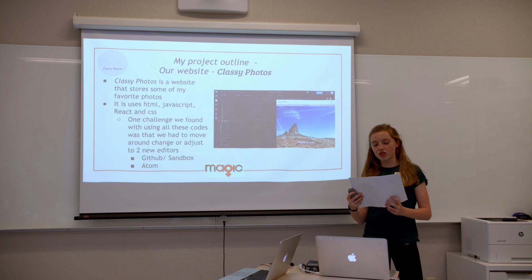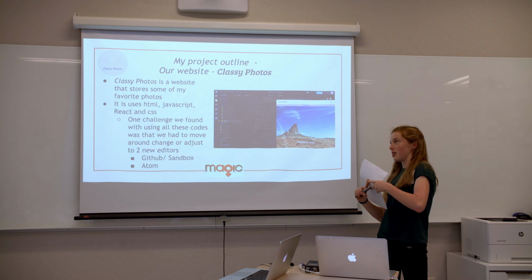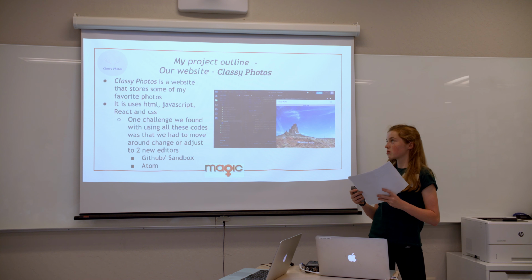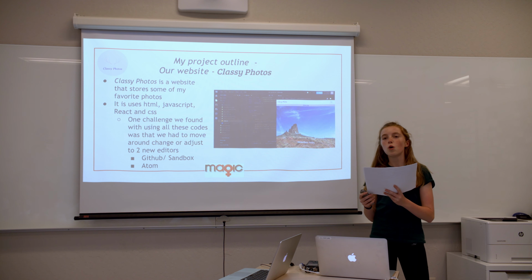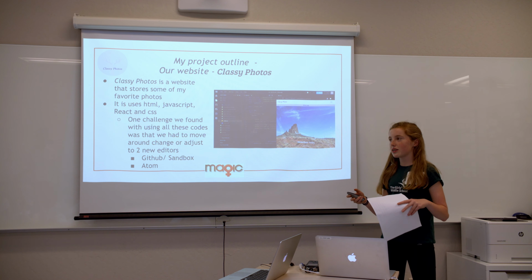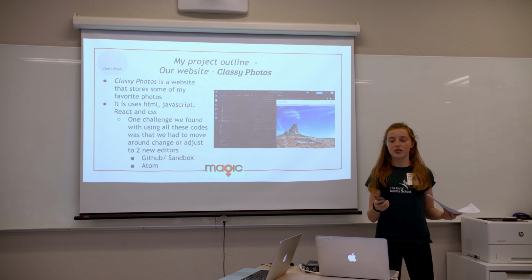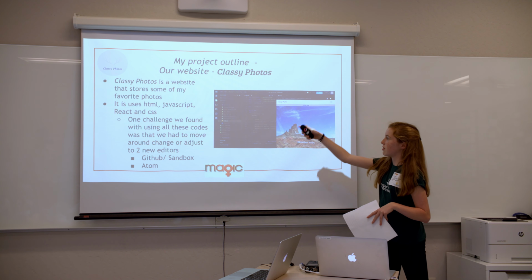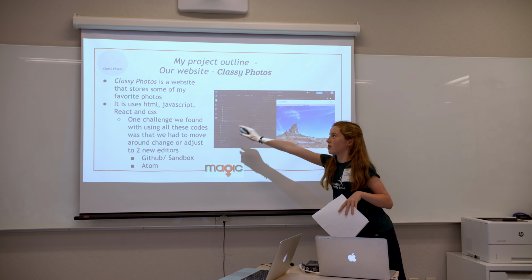So from the base of my project, I decided to do a website where I could showcase all the photos I had taken on trips and in nature. I used CSS, React, which is a code used for GitHub, HTML, and JavaScript to code all my functions and design of my project. One challenge I found with using all these codes is I had to find a text editor that could provide me with all these codes and was able to handle all the different codes. I ended up using GitHub, and here's a screenshot of the layout of GitHub. You have basically your example, your code, and then all your files.